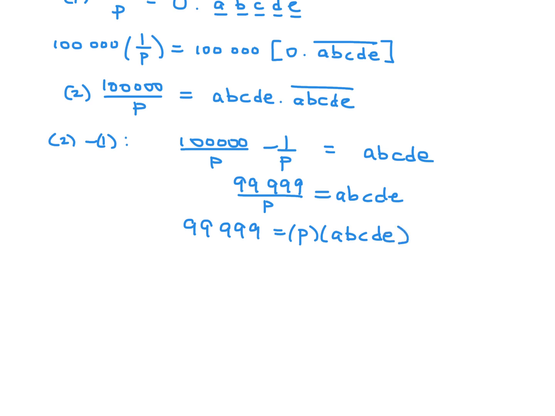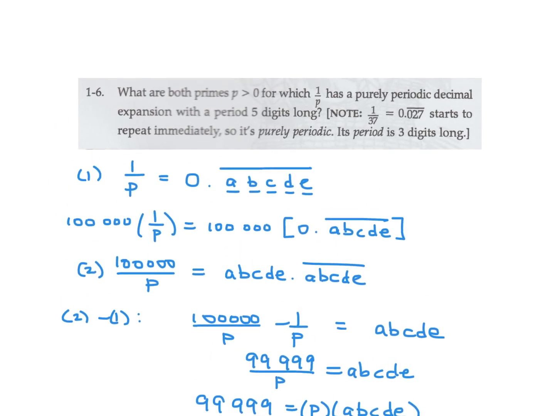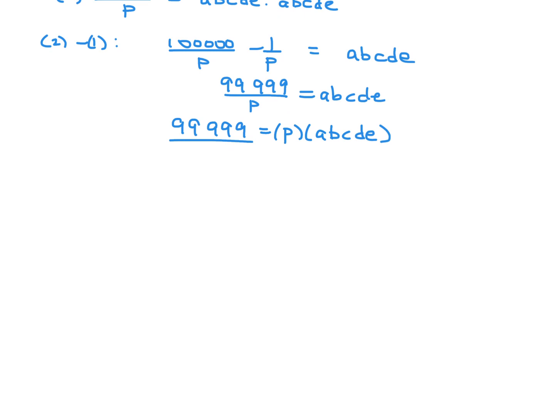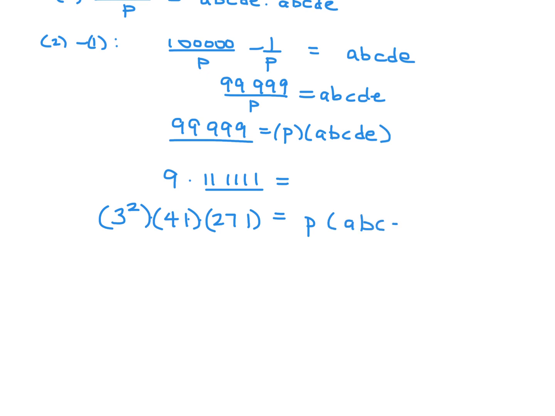And then the 99999, that we need to break up because they're talking about primes, right? So, this 1 over p, that p is a prime. So we have to break this up into its prime factors. And when you do, you would get 9 times 1, 1, 1, 1, 1. Okay, that's pretty obvious. But then that 9 would be 3 to the power of 2. And then this guy breaks up into 41 and 271. Those are the prime numbers. And of course, this side just remains the same. A, B, C, D, E times p.